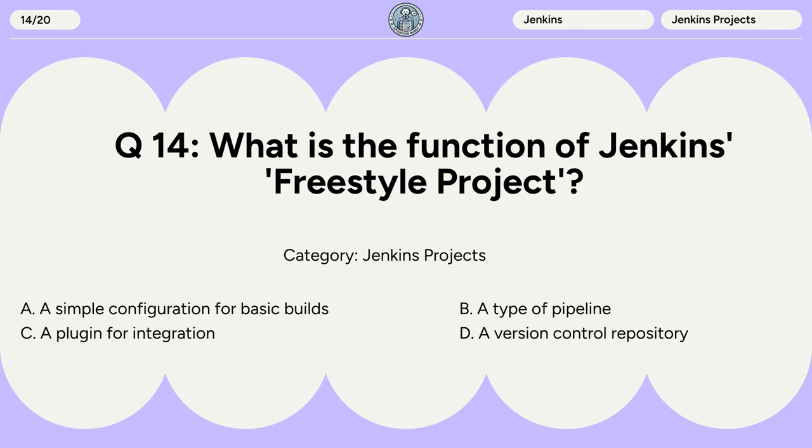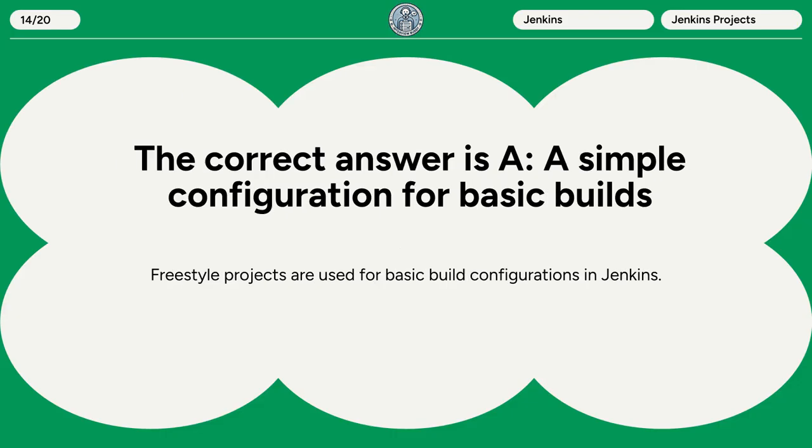Question 14. What is the function of Jenkins Freestyle project? A. A simple configuration for basic builds. B. A type of pipeline. C. A plugin for integration. D. A version control repository. The correct answer is A. A simple configuration for basic builds. Freestyle projects are used for basic build configurations in Jenkins.